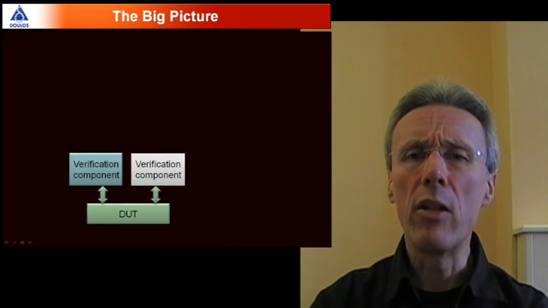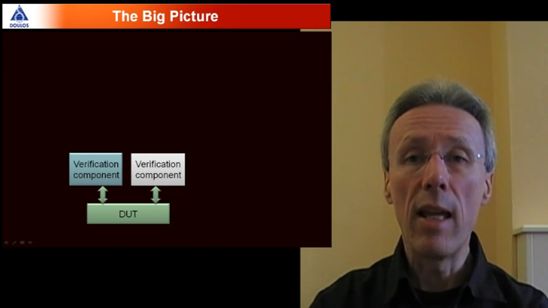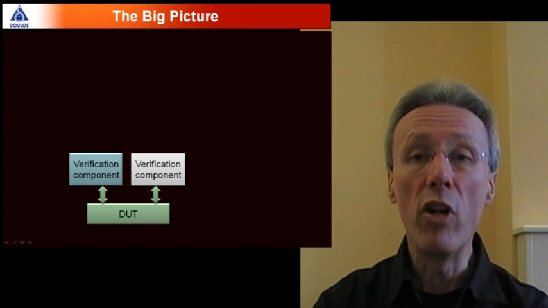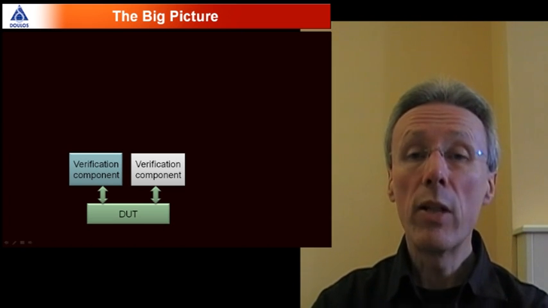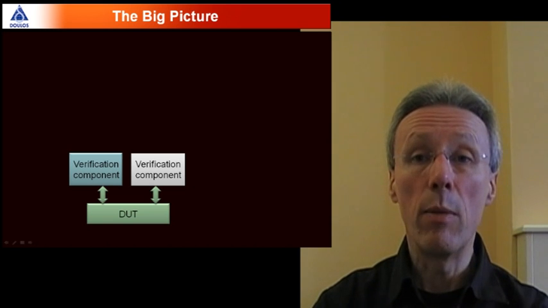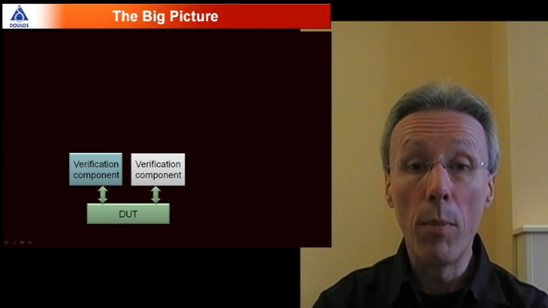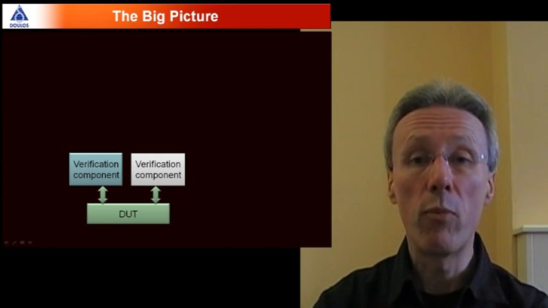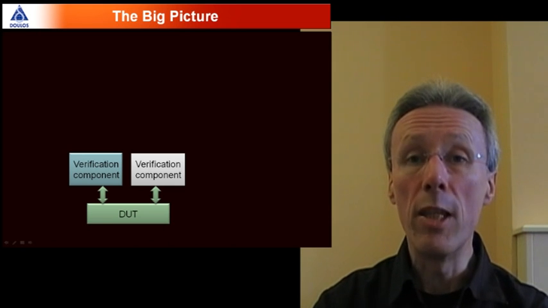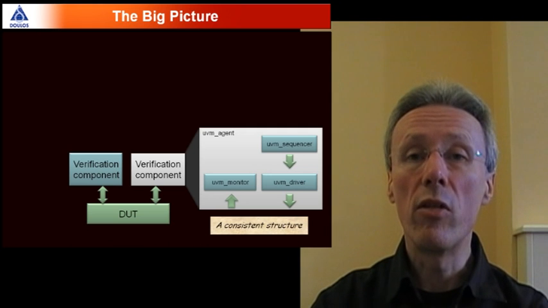Let's have a look at the big picture of how UVM hangs together. One of the big themes here is verification reuse, reusing verification IP. So a test bench for a design under test would typically be built out of verification components. Those verification components you could build from scratch, or you might reuse them from previous projects, or go out and try and buy them. So UVM offers a standardized, consistent structure for building verification components.